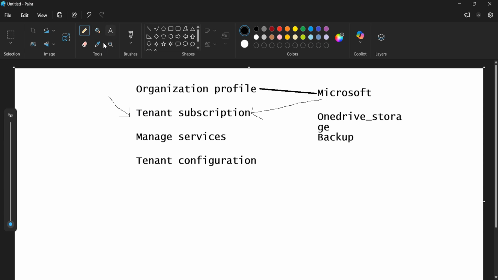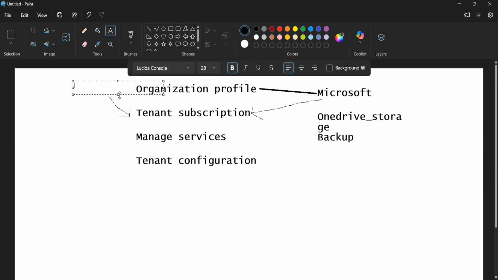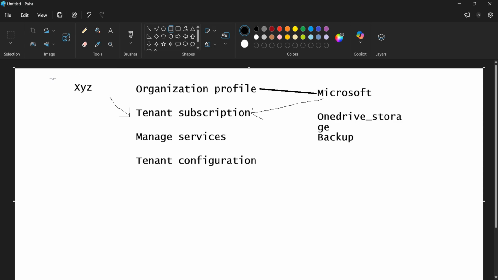Suppose I am running my company, and my organization name is XYZ. I have taken a subscription, or taken a plan, for managing it through Microsoft. So Microsoft will give us a different subscription based on it. This organization means this is our organization.